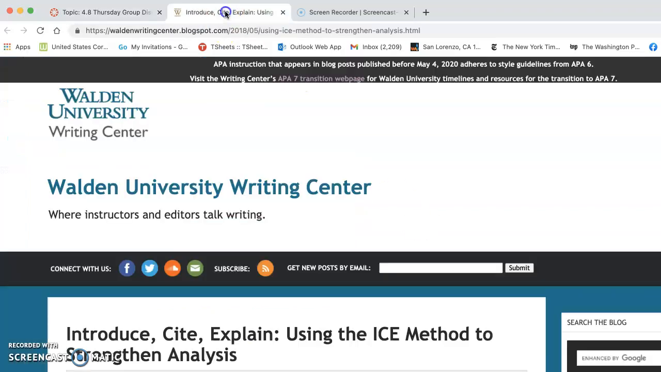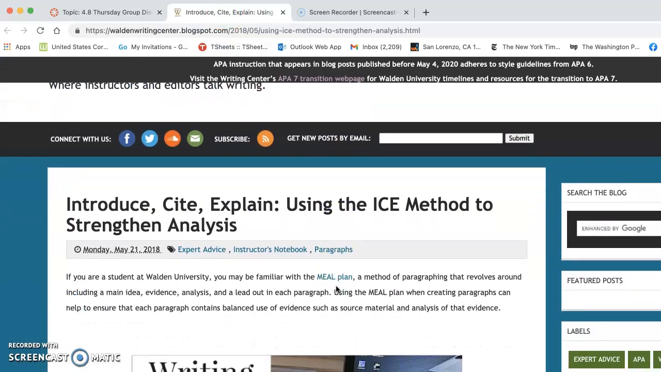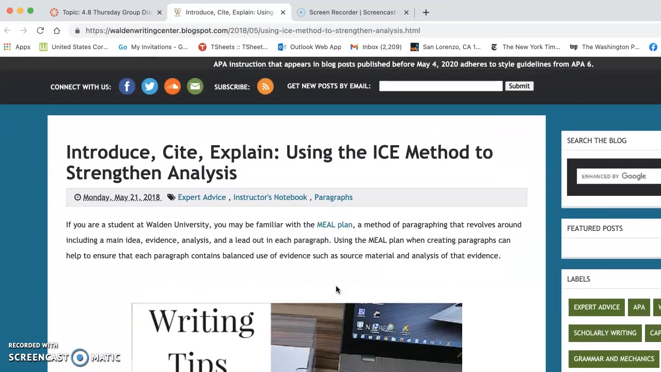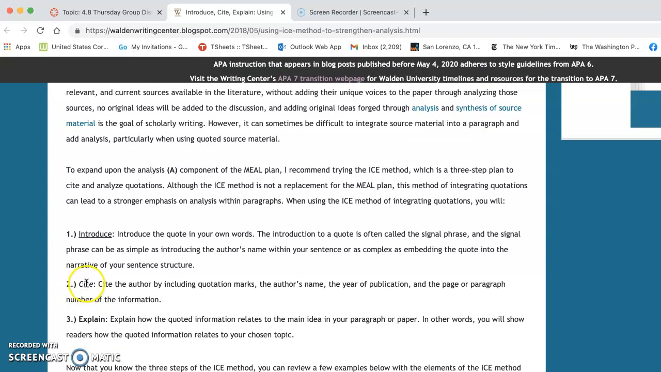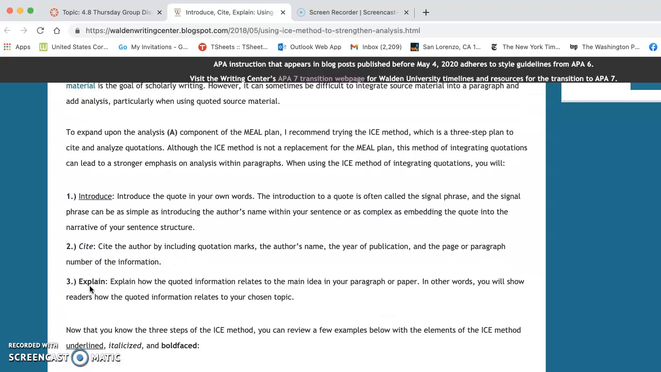I want you to use the ICE model. It's just another alphabet soup model. I is for introduce. C is for cite, bring the quote in. E is for explain. There are many alphabet soup models. They all have the same thing.